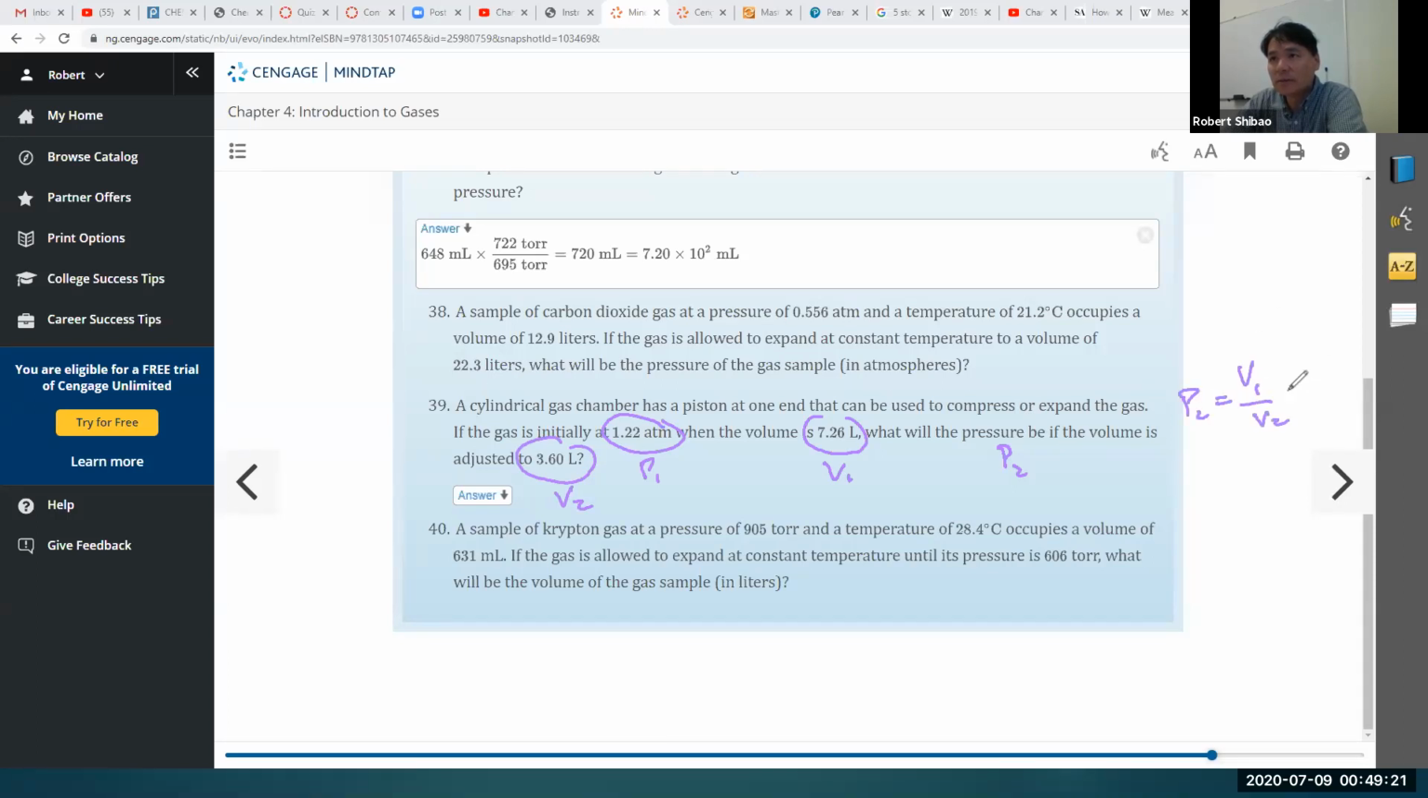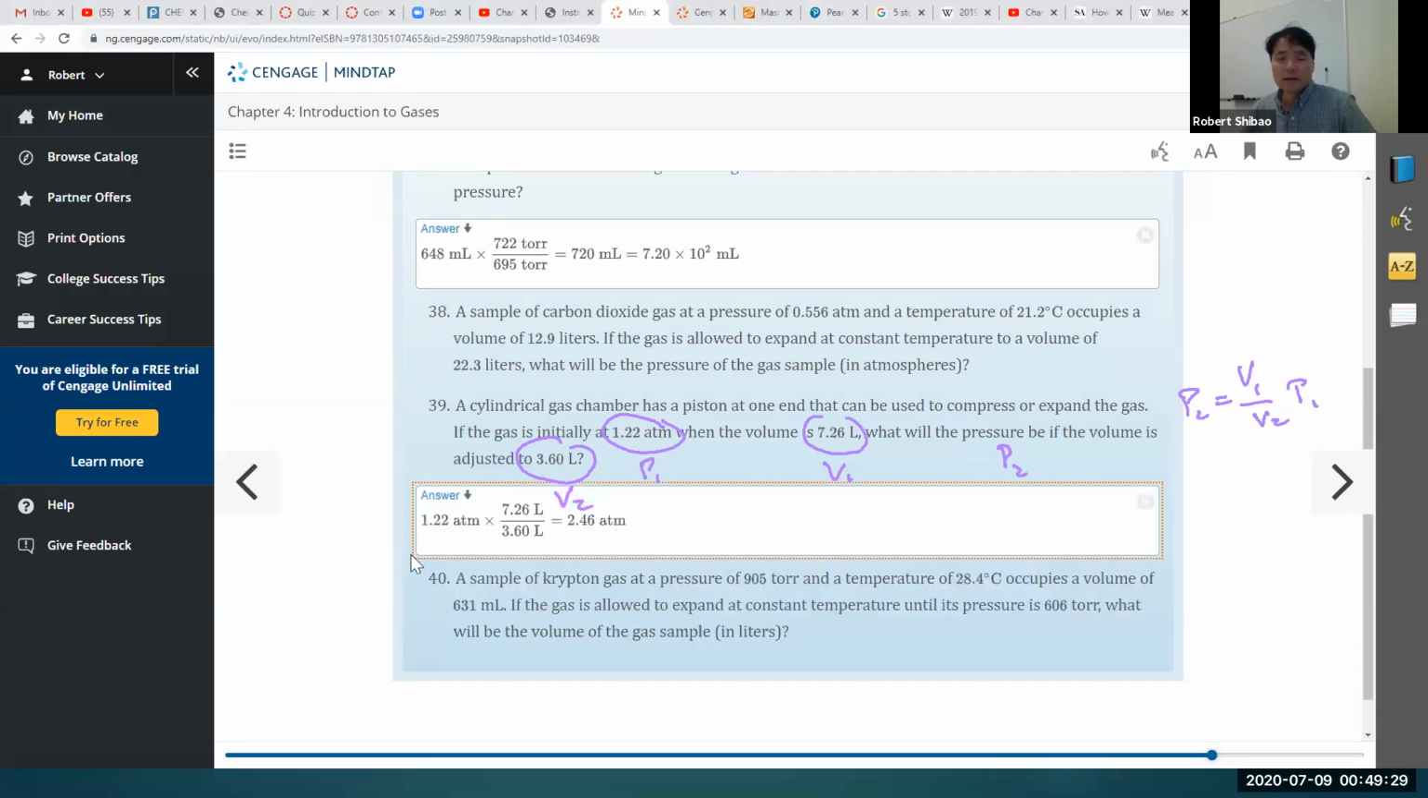So P2 is V1 over V2 times P1, and just plug it in and see. And so let's see what they got. So here's our P1, 1.2 atmospheres, and then our V1 over V2 here. Pressure goes up. The volume got cut in half, the pressure pretty much doubles.